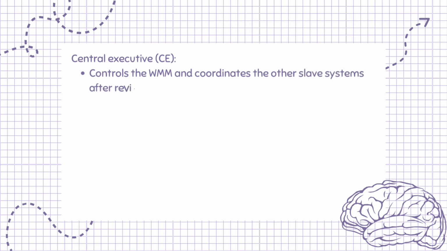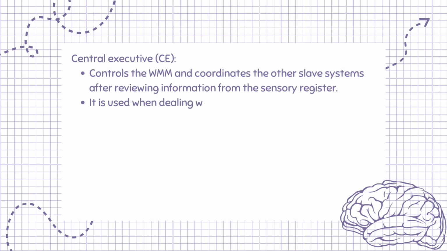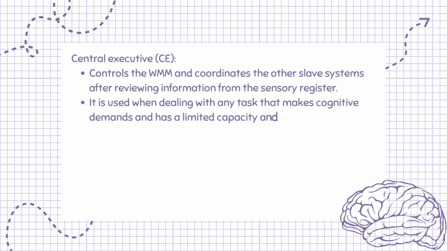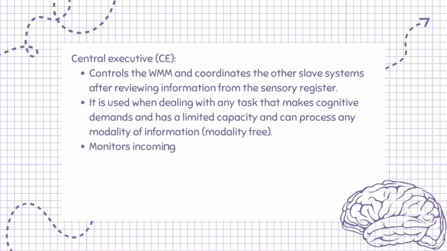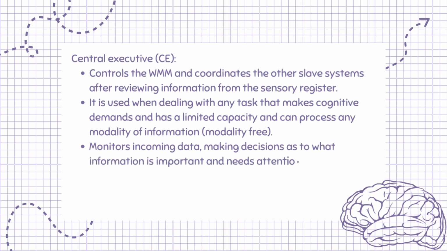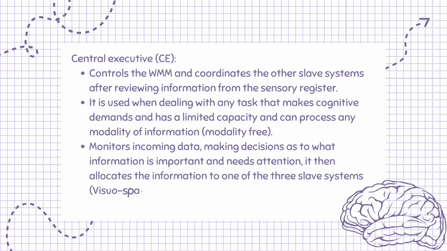The central executive, CE, controls the WMM and coordinates the other slave systems after reviewing information from the sensory register. It is used when dealing with any task that makes cognitive demands and has a limited capacity and can process any modality of information, modality-free. It also monitors incoming data, making decisions as to what information is important and needs attention. It then allocates the information to one of the 3 slave systems: visuospatial sketchpad, phonological loop, episodic buffer.